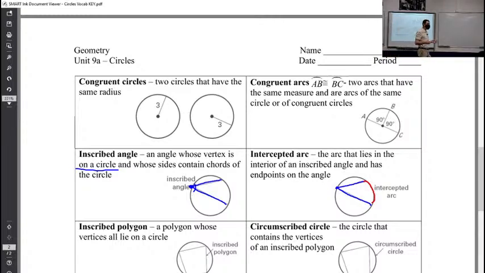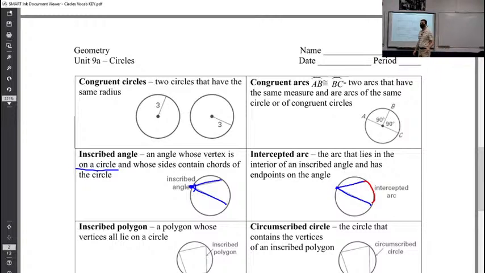If a whole shape is inside a circle, whatever shape we're talking about, we call it being inscribed in the circle. So just like if an angle is on the circle, we call it an inscribed angle. If an entire shape has all its vertices, all its points on the circle, then we call that shape being inscribed in the circle. And we say that the circle is circumscribing the shape.